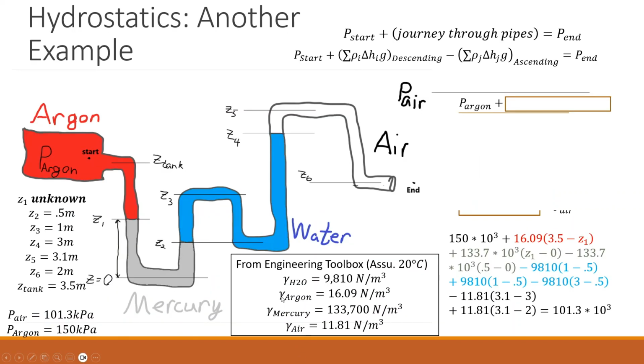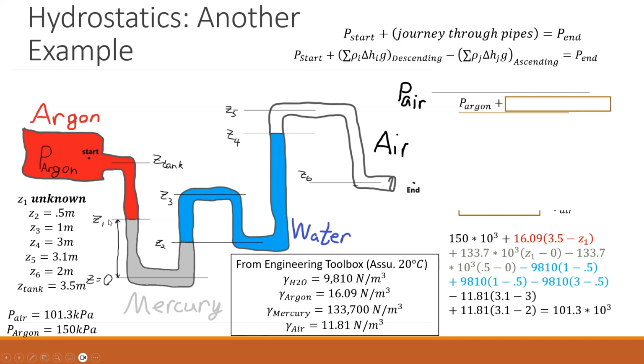Anyways, here's another example. I saw this one a lot on exams or homework. Essentially, you are given the pressure at the start and the pressure at the end, and you want to figure out the height of one manometer. So everything is given but this Z1. Something important: these specific weight values, or densities in general, can be found on Engineering Toolbox, and for the gases, I just assumed 20 degrees Celsius, right?